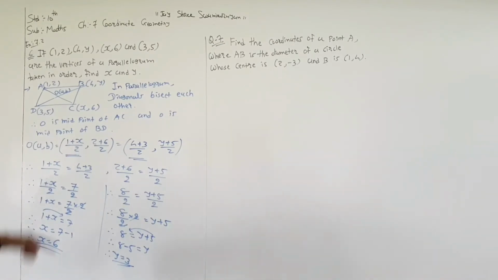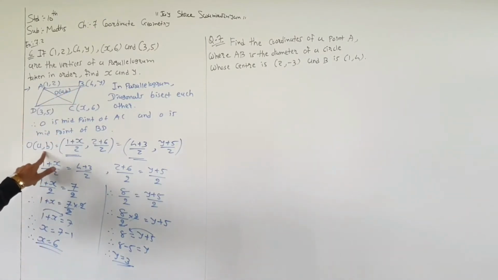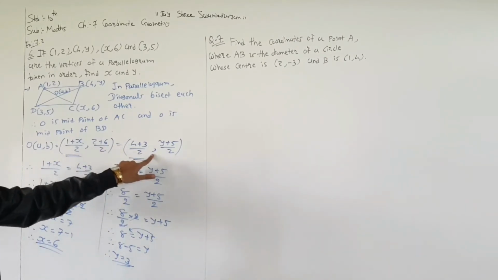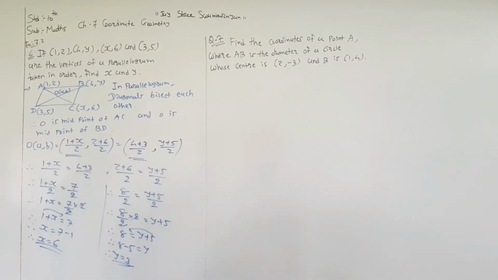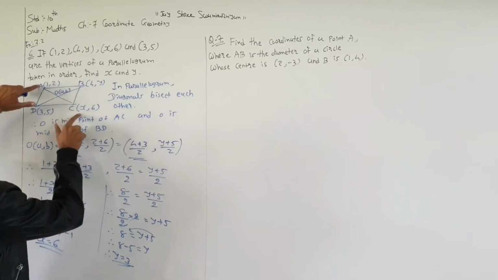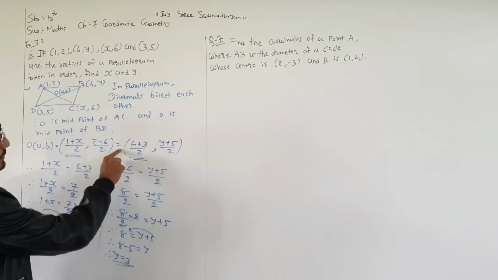Okay, it's a very easy question. What we need to do? O is the midpoint of AC, O is the midpoint of BD. This is the property of a parallelogram. So first of all, find the midpoint O by using the diagonal AC. After that, find the midpoint O by using diagonal BD. Okay. O is equal to (1 plus x) by 2, x coordinate divided by 2, addition of y coordinate divided by 2, is equal to.